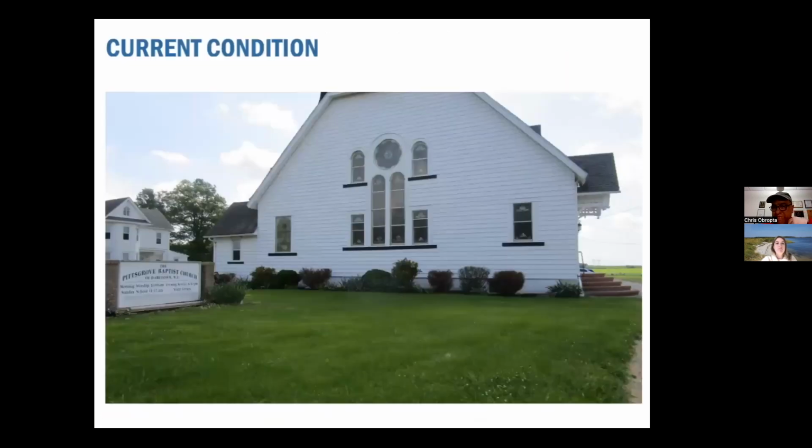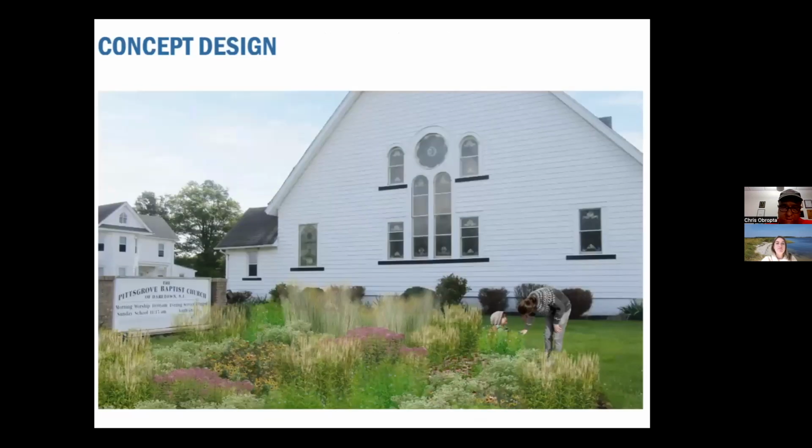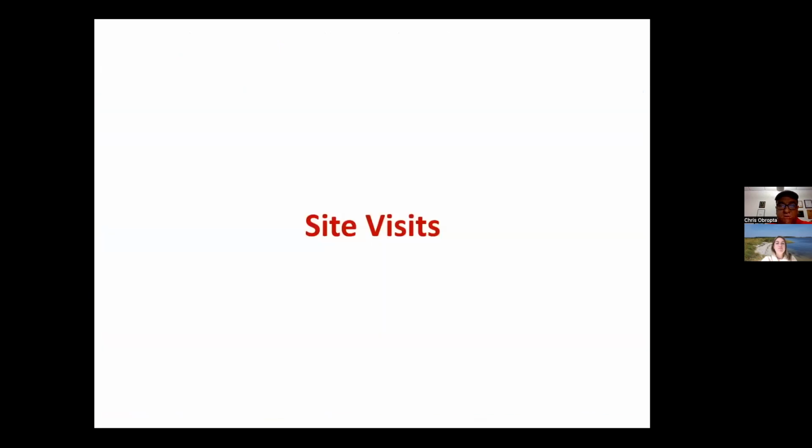So we actually have some renderings of this too. We took a picture of before, and then we photoshopped it up in Adobe, and this is what it would look like after. So it gives people an idea of how this could look once the rain garden goes in.